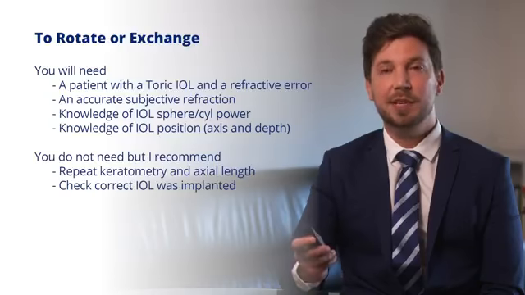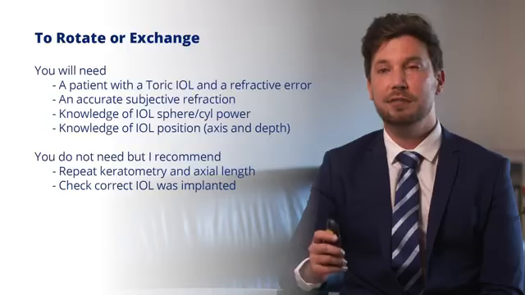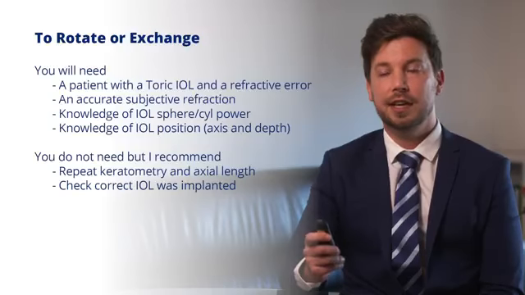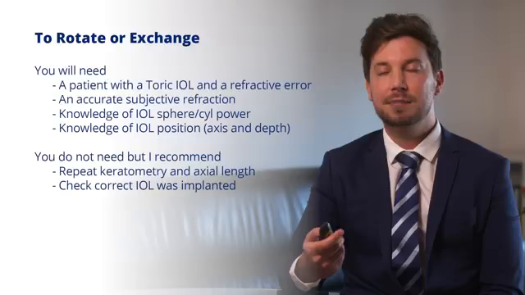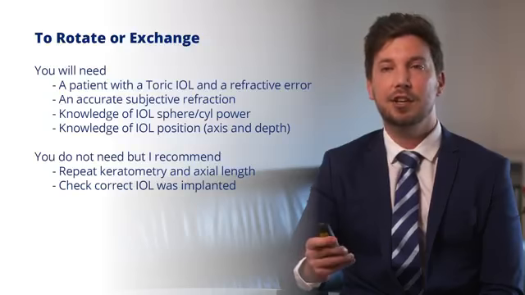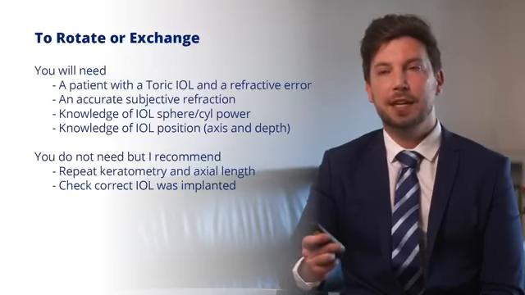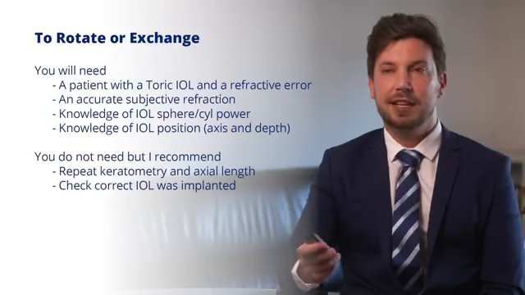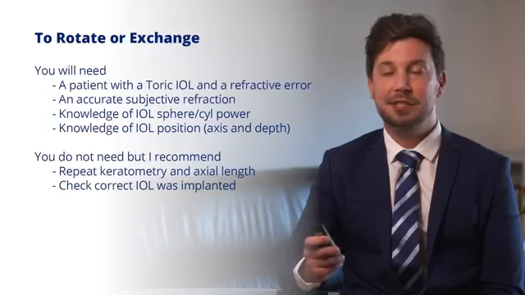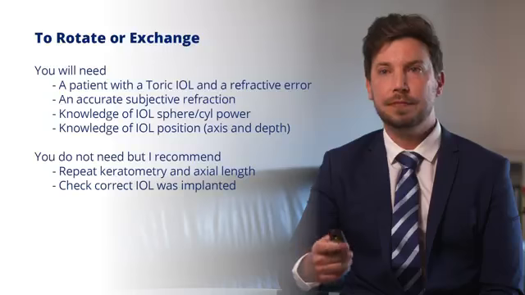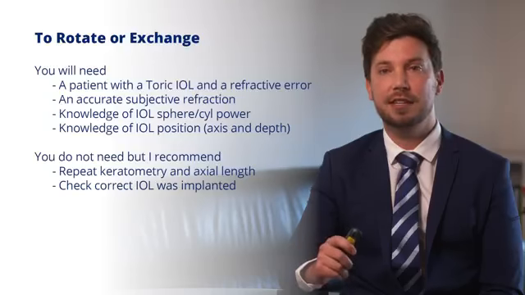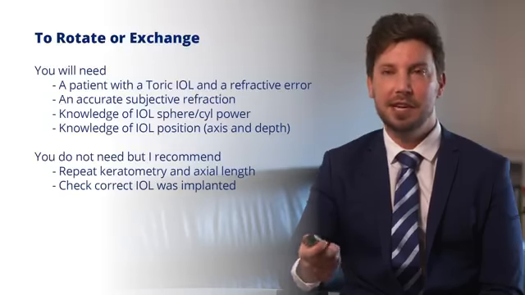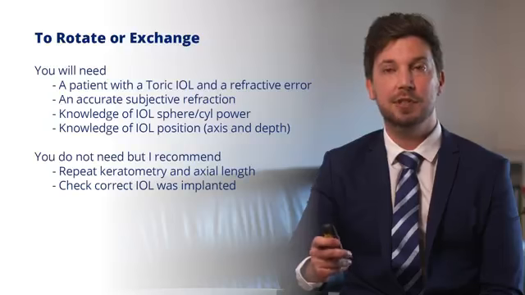What you don't need, but I would recommend checking, would be repeating the keratometry. Also repeating the axial length. The main reason for this is to think, why have I got an error? Have I used the right biometry? Has something gone wrong? It's very unlikely, and you're not going to need this information to fix the problem, but you will want it to know why this went wrong. You also want to check that you put the right IOL into the right eye. You might have to go back to the theatre records for that, or the notes.